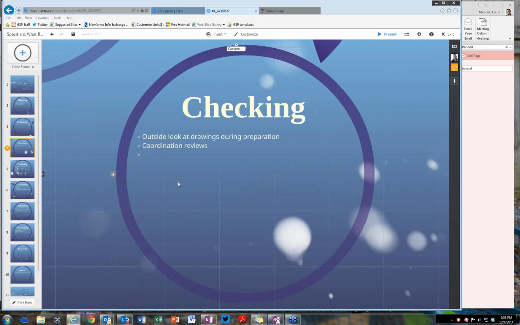Okay, crew. Lois has changed her mind and wants you to talk about checking. A couple of the preliminary comments were that the specifier often provides, and we had a whole session on this a few months ago, an outside look at the drawings during their preparation, and is able to give some very helpful feedback to the design team in the form of, you can't do that, that won't work. And then also for coordination reviews, to check especially consultant specifications and make sure that they don't conflict with Division 1 or the conditions of the contract.